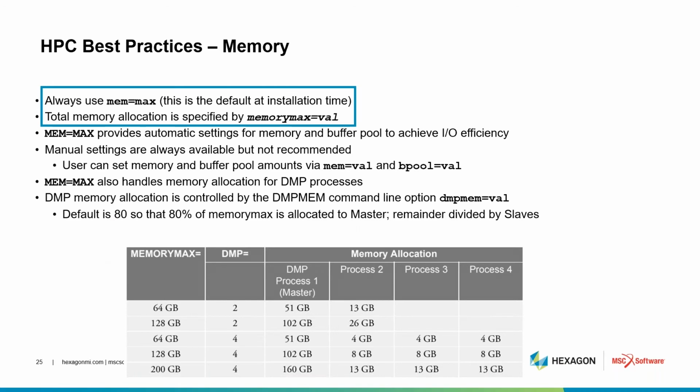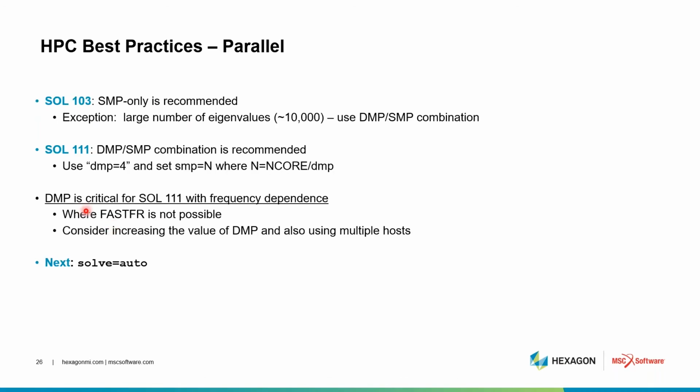Again, this one is more focused on automotive, but for solution 103, SMP only is recommended. The exception is a large number of eigenvalues, approximately over 10,000, where you should use a DMP SMP combination. For solution 111, a DMP SMP combination is recommended. Use DMP equal to 4 and set SMP equal to n, where n is the number of cores divided by DMP.